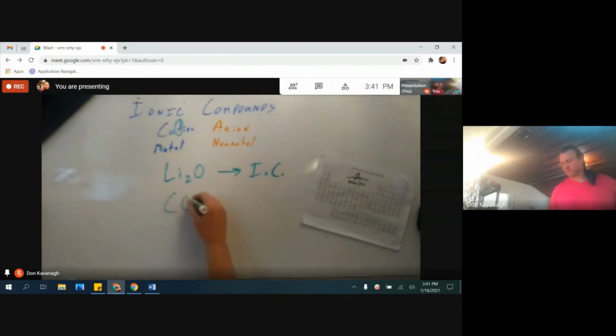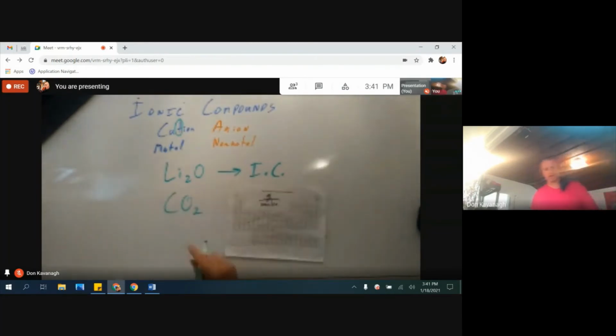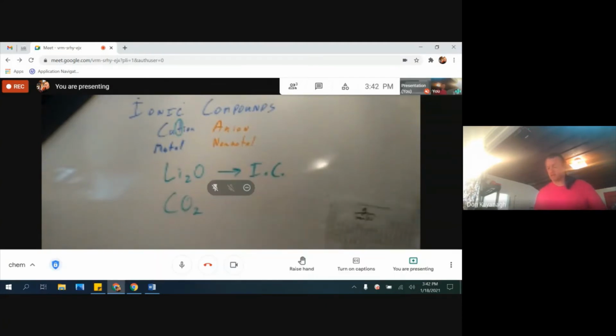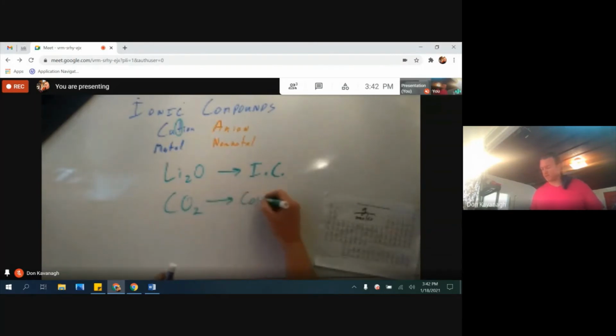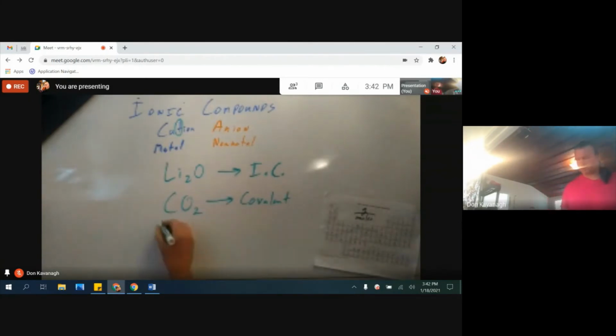CO2, carbon dioxide. If I find those two elements on the periodic table, one is a nonmetal and the other is a nonmetal. So this is not an ionic compound. It is a covalent compound or molecular compound. There's another one.